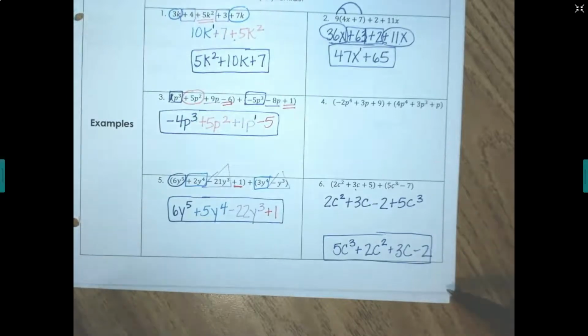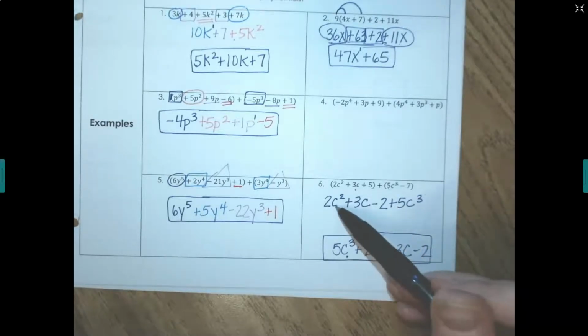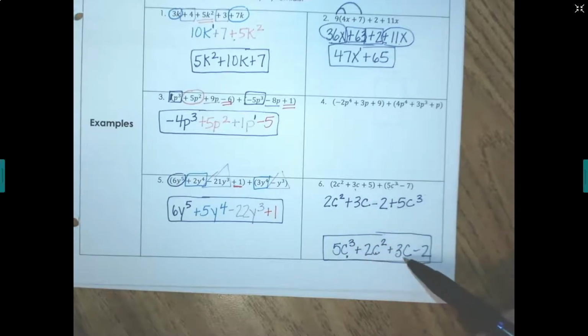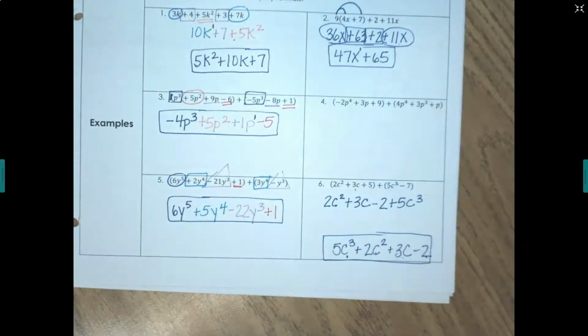Now, this is all out of order, so all you had to do from here is look to get your term with the biggest exponent. We'll go first. That's your 5c cubed. And then your next one is the 2, then the 1, and then the none. All right, I'm hoping that was pretty helpful for you. Let's take a look at the perimeter on the back.